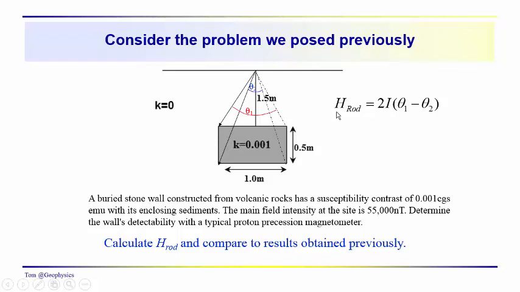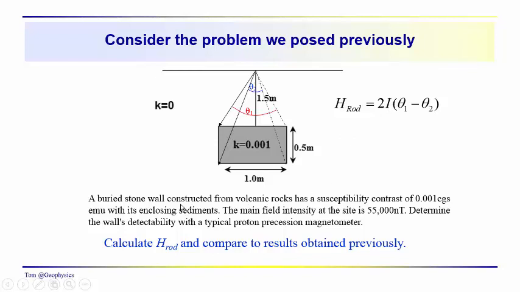Now what I want you to do is to do it using this formula that we just derived. And now, theta 1, well, you could take the inverse tangent of 1/2 of this, 0.5 over 1.5, inverse tangent of 0.33, and multiply that times 2, or you know how to figure out these angles, so we'll let you do that. Remember, these are going to be in radians. So if we want to figure out the magnetic field intensity of this wall, we can use this equation for, let's call it a rod, and we'll get 2I times theta 1 minus theta 2.